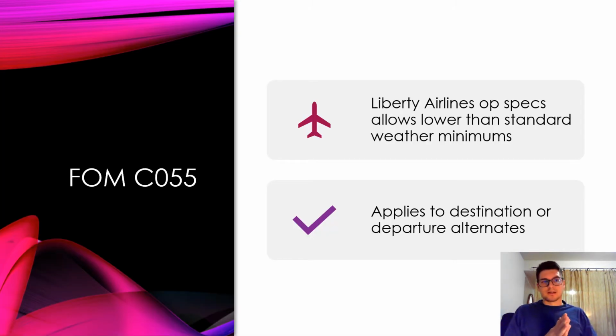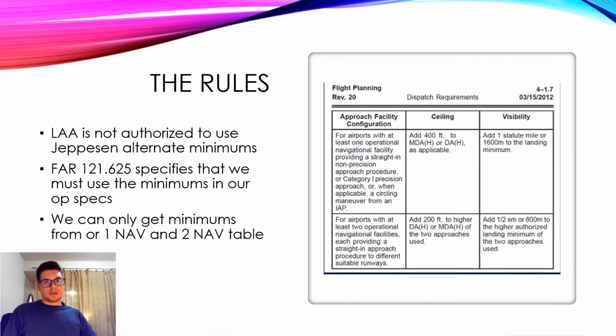However, based on our flight operation manual, Liberty Airlines allows us to go lower than standard weather minimums, and it applies to our destination or departure alternates. So let's take a look at what those are for us. Also, in our airline manual, it states that we are not authorized to use the Jeppesen alternate minimums, which would be just labeled on the approach plates themselves. So the regulation 121.625 specifies that we must use minimums in our op specs instead.